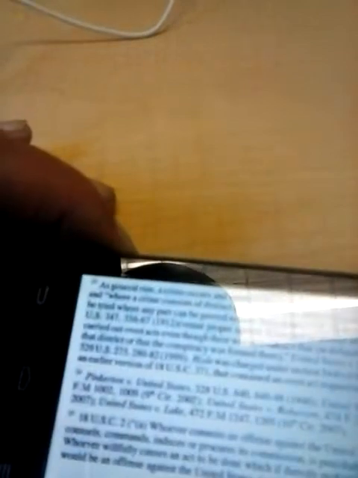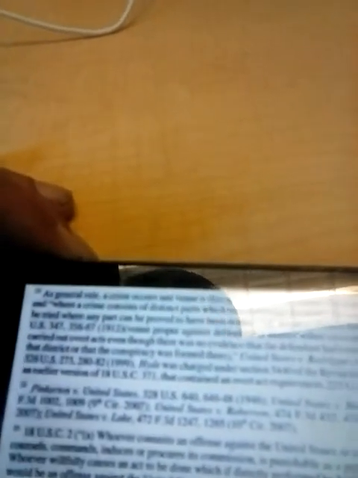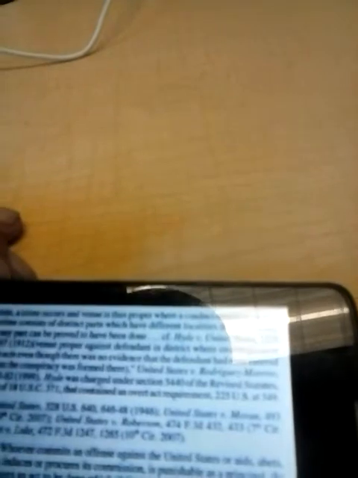Whoever commits an offense against the United States or aids, abets, counsels, commands, induces, or procures its commission is punishable as a principal. Whoever willfully causes an act to be done which, if directly performed by him or another, would be an offense against the United States. Now there's bullet point 23, a general rule: a crime occurs, and venue is thus proper, where the conduct element occurs, where a crime consists of distinct parts in different localities. You remember Jekyll and Hyde versus the United States? Co-conspirators.